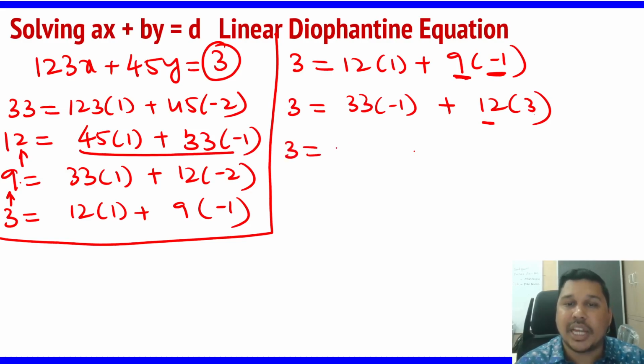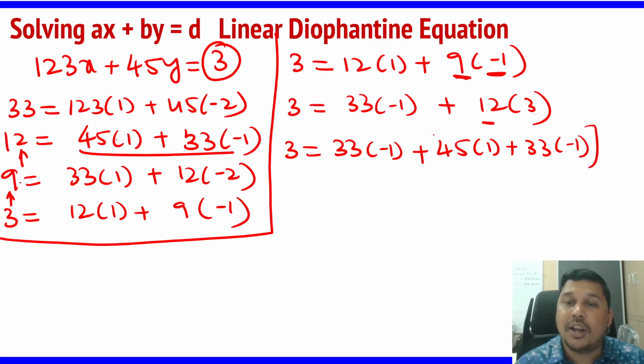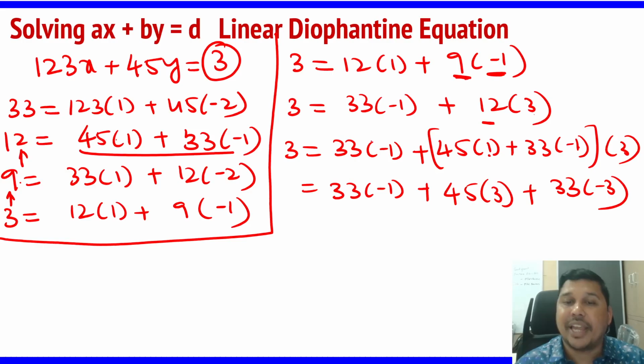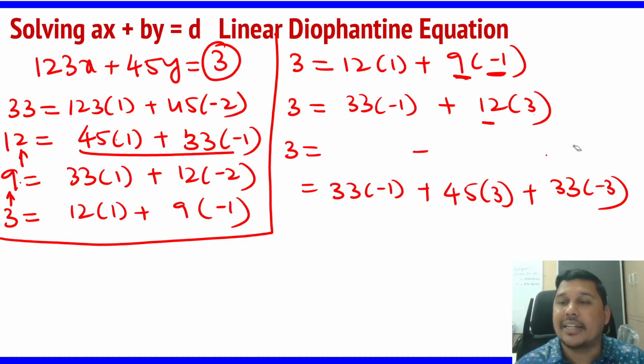So the equation becomes 3 equal to 33 into minus 1 plus, in place of 12, write this, that is 45 into 1 plus 33 into minus 1, whole multiplied by this 3 in brackets. So if I expand this, it becomes 33 into minus 1 plus 45 into 1 into 3, it is 45 into 3, plus 33 into minus 1 into 3, it is 33 of minus 3. If I solve it and write it again, this equation becomes 45 into 3 plus 33 of minus 4.